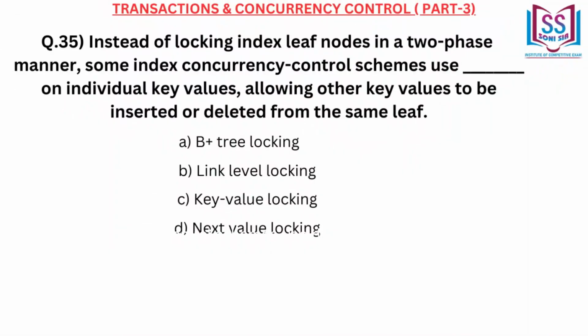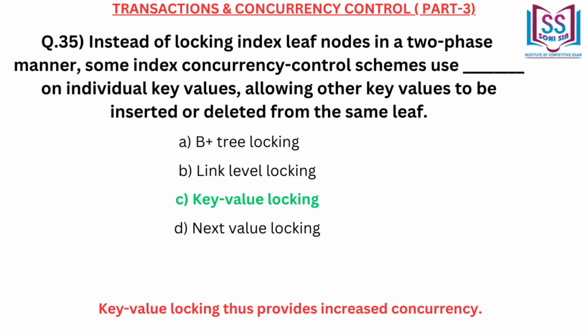Instead of locking index leaf nodes in a two-phase manner, some index concurrency control schemes use dash on individual key values, allowing other key values to be inserted or deleted from the same leaf. A. B plus tree locking. B. Link level locking. C. Key value locking. D. Next value locking. Correct answer C.